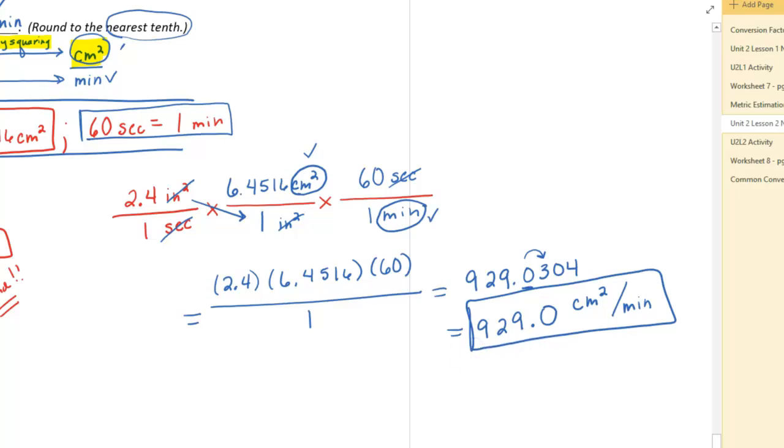So practice with this, practice at home, and on Friday, we're going to work on a worksheet to help us with these conversions.